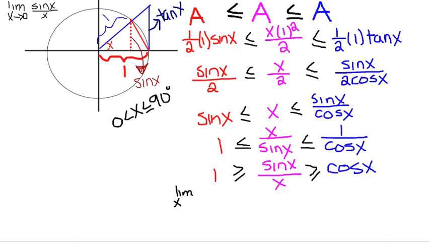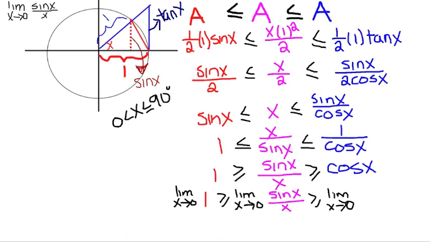Now let's take the limit as x approaches 0 of everything. So we have the limit as x approaches 0 of 1, which is going to be greater than or equal to the limit as x approaches 0 of sine of x over x, which is greater than or equal to the limit as x approaches 0 of cos of x. Since there is no x in the first one, the answer is 1, which is greater than or equal to the limit as x approaches 0 of sine of x over x, which is greater than or equal to 1, because as x goes to 0, cos of x goes to 1.